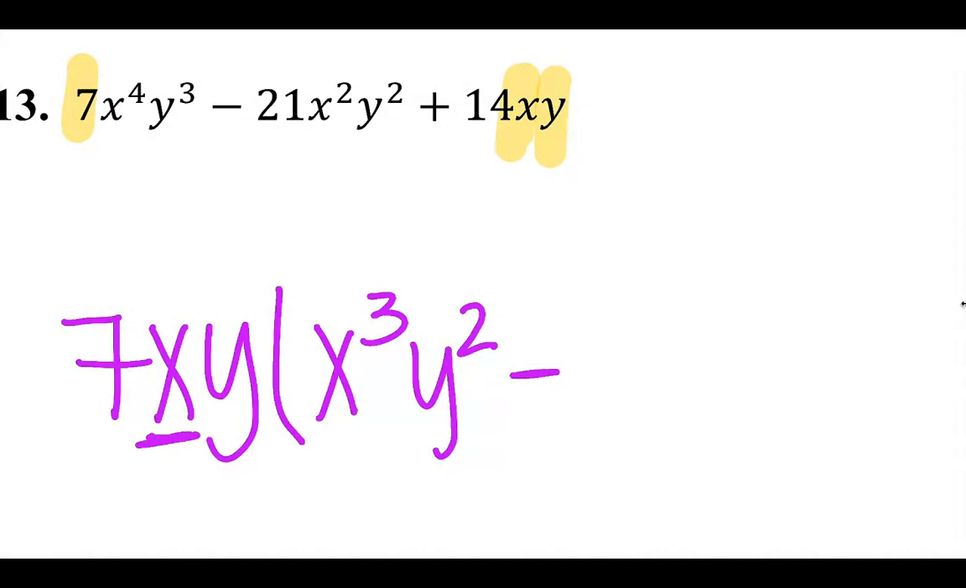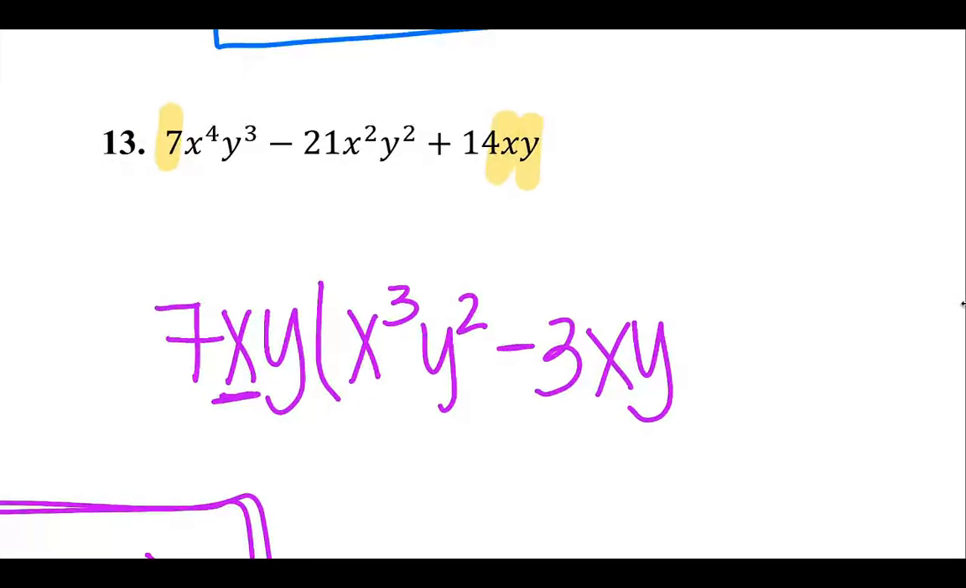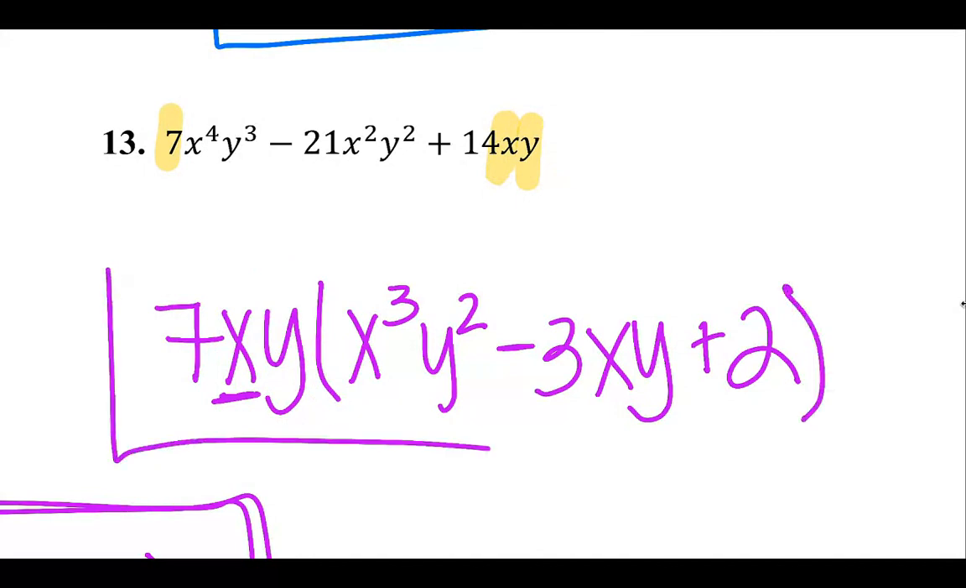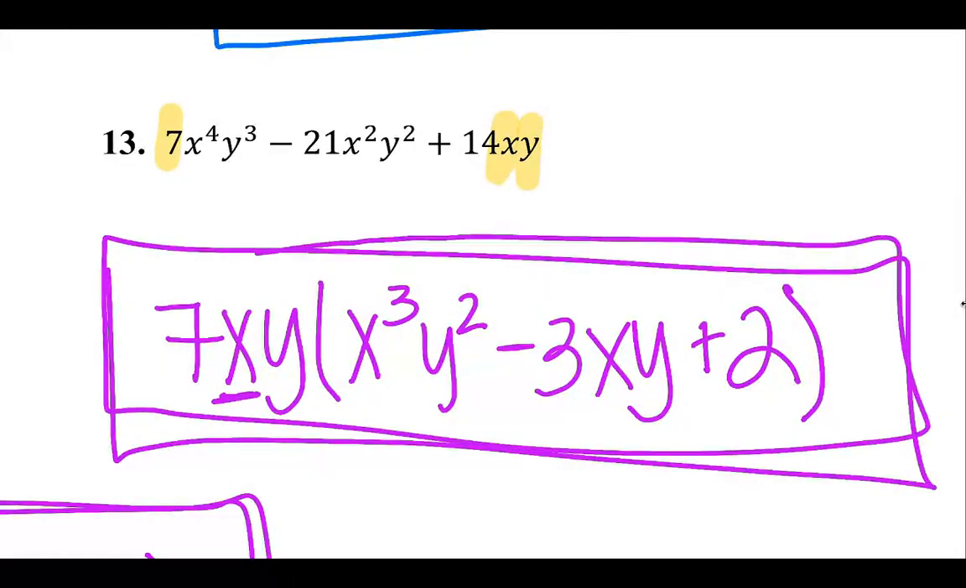Minus, we already said 7 times what gives me 21? 3. I have x squared, but I already have an x out there, so I really only need to put 1x. Same thing here, I have y squared, but I have a y out here, so I really only need to put 1y. And then 7 times 2 gives me 14, so I'm going to put a 2. And then I don't need to put x or y because the x and the y are both out here, so I don't need to list those there. So there it is. And if we were to distribute that 7xy out, we would get what we started with.